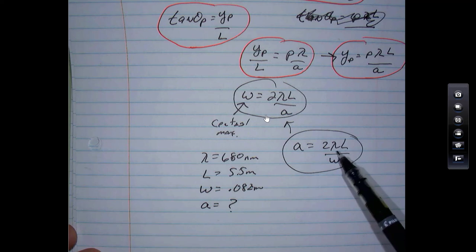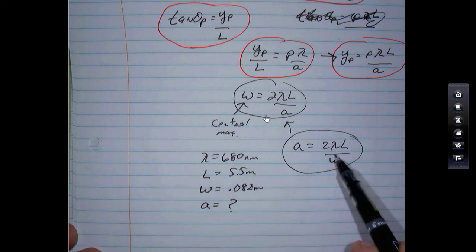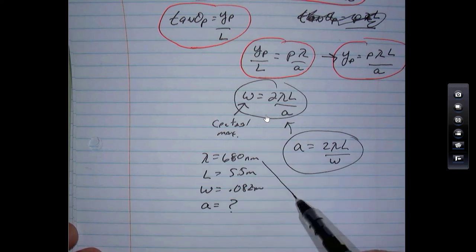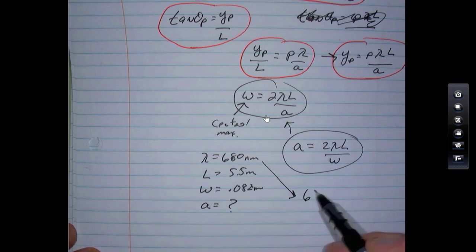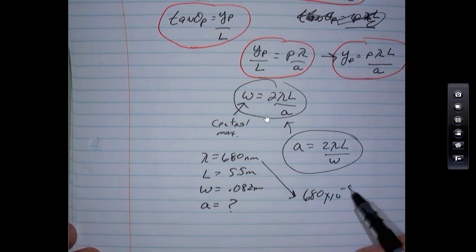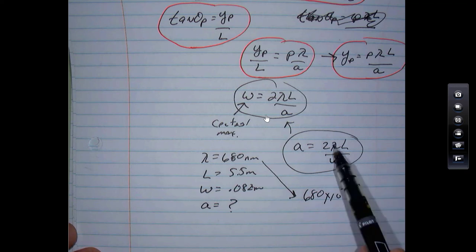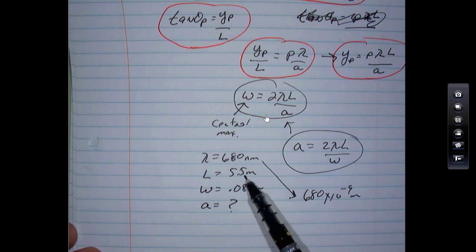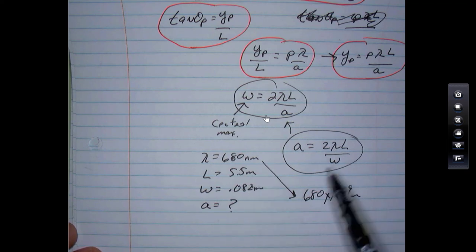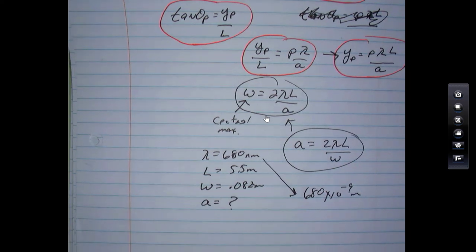So I guess when I put it into this formula, I would put 680 times 10 to the minus 9th meters in for the wavelength. Put this in for the length, 5.5 meters. The width is 0.082 meters. The answer is going to come out in meters. You'll have to change it into micrometers. Now, if you're in scientific notation, it'll probably already come out to times 10 to the minus 6th, I would imagine. But anyway, just keep that in mind.